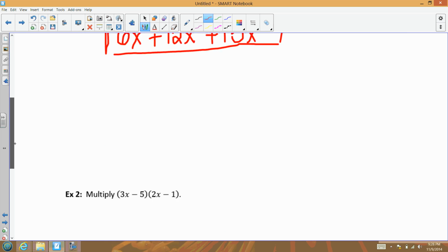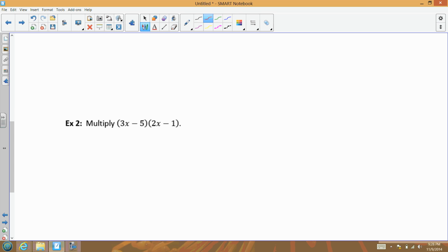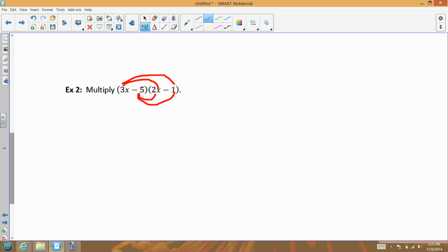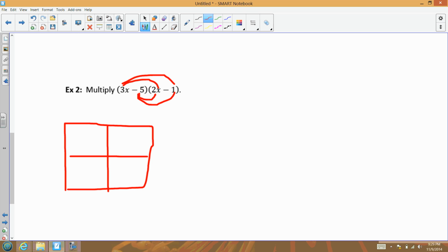So let's try another one. This one here, I want to multiply a binomial times a binomial. Some of you have learned it using FOIL, so you're going to multiply each of the terms. You can also think of this as distributive property. You need to multiply the 3x by each of the terms in the second one, and you need to multiply the -5 by each of the terms in the second polynomial. So it's basically like FOIL. You're doing the first, outer, inner, and last terms.